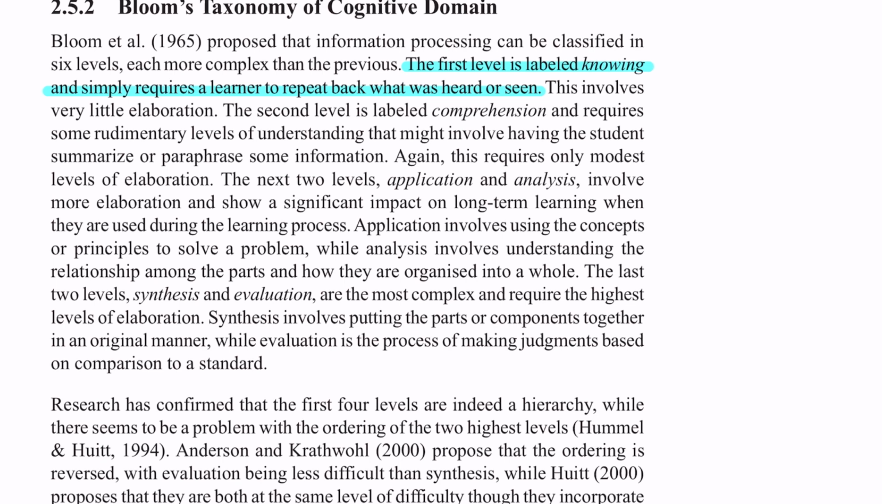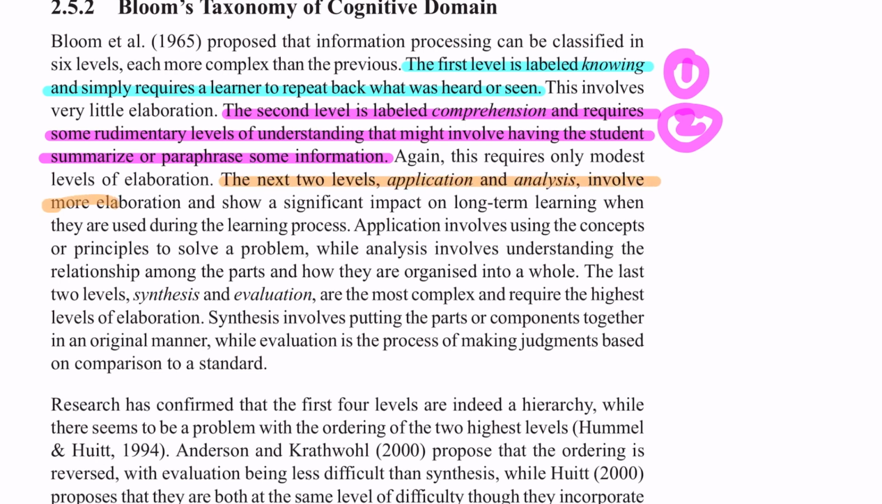The second level is comprehension, which requires some rudimentary level of understanding that might involve having the student summarize or paraphrase some information. You elaborate and comprehend, you try to understand what is there, what information is there. Remember, this is the first one, this is the second one, and again this requires only a modest level of elaboration, so there isn't much detailing here either. And then after this come the next 2 levels, application and analysis.